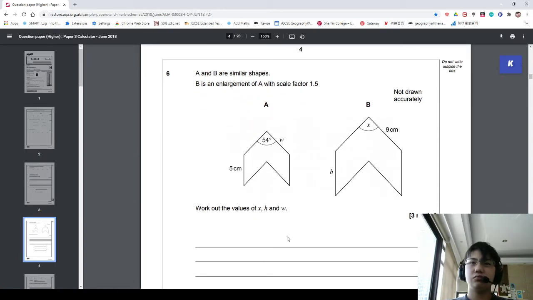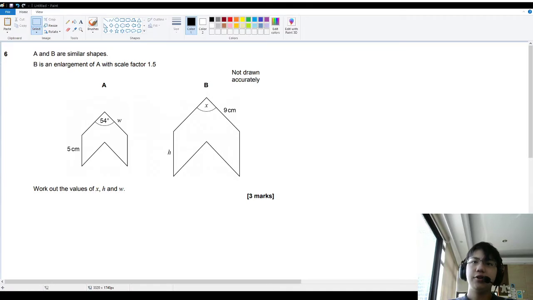Moving on to question 6, we have two mathematically similar shapes. B is an enlargement of A with scale factor 1.5. Find out the values of X, H, and W. So first of all, since these two shapes are mathematically similar, the angles must also be the same. Therefore, X is equal to 54. Simple as that. However, the values for H and W might not be as easy to figure out.